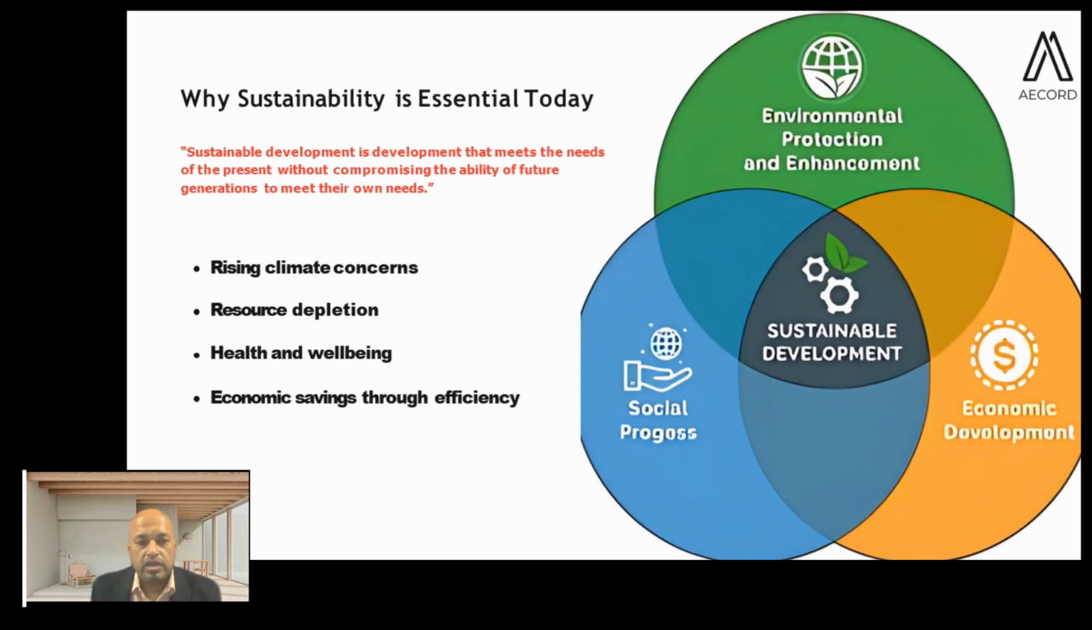So we need to see a way that at least as architects and people related to the building industry, how do we do our bit to reverse the climate change concerns, global warming, and things like that. And the resource depletion is something which everyone realizes, that today we really don't have the energy resources and water resources that we really want.